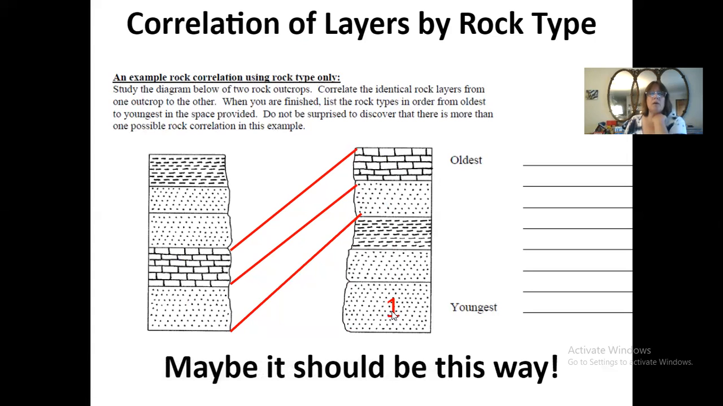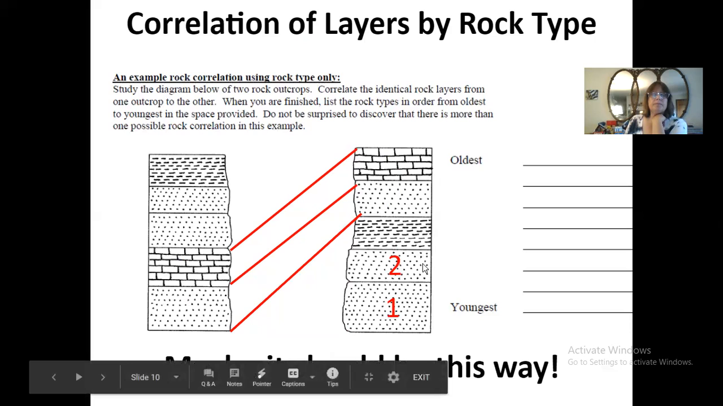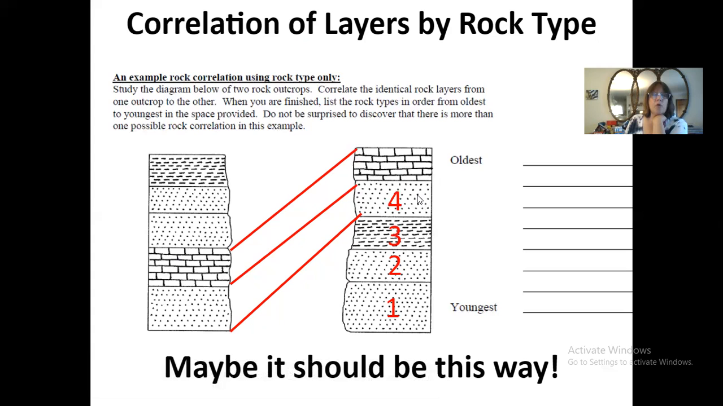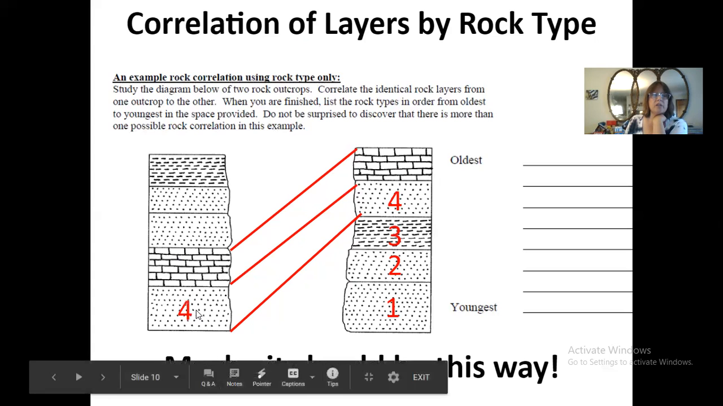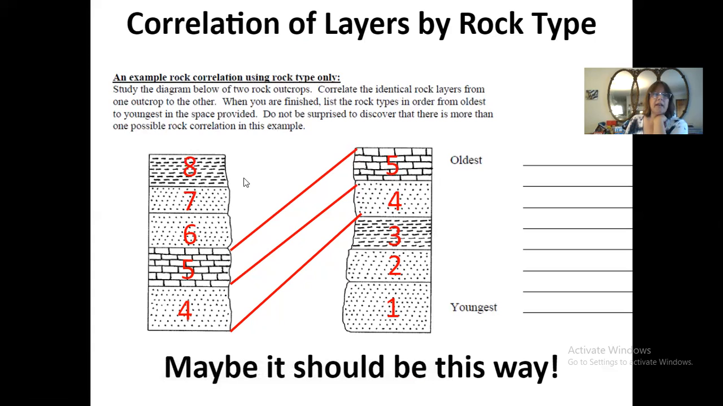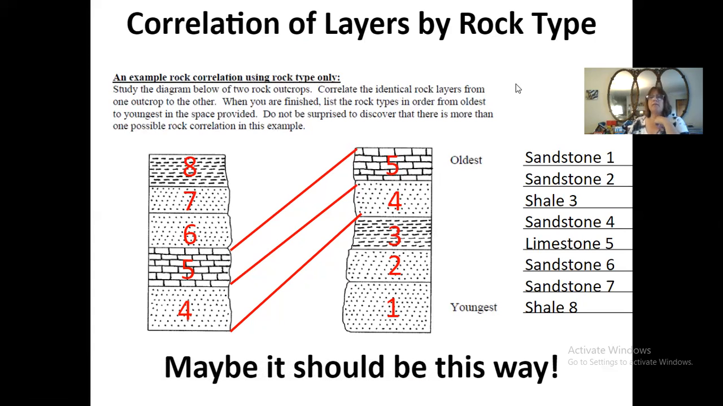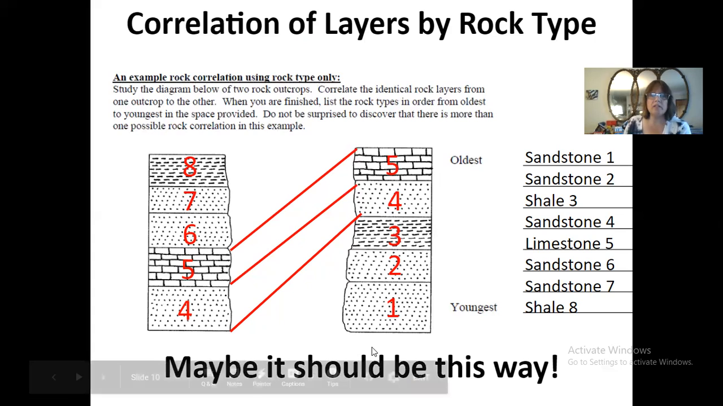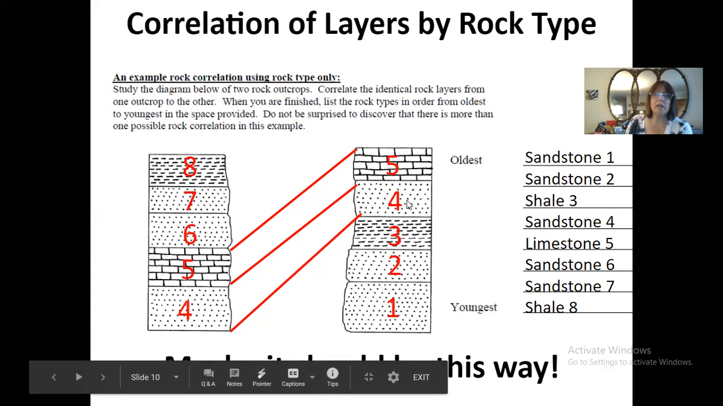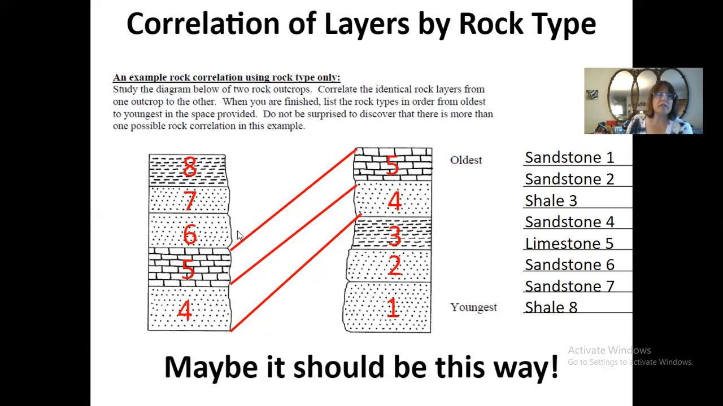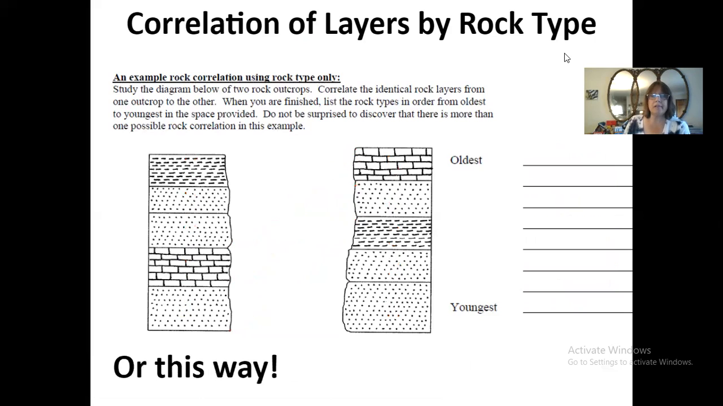So this one's number 1. This one's number 2. This one's number 3. And then number 4. Now I matched these, so this is 4 also. And these are the same, so they're both 5. And then 6, 7, 8. And then there's my order along the side: sandstone 1, sandstone 2, sandstone or shale 3, sandstone 4, limestone 5, sandstone 6, sandstone 7, shale 8. Of course, I could correlate them another way. I could go this way.